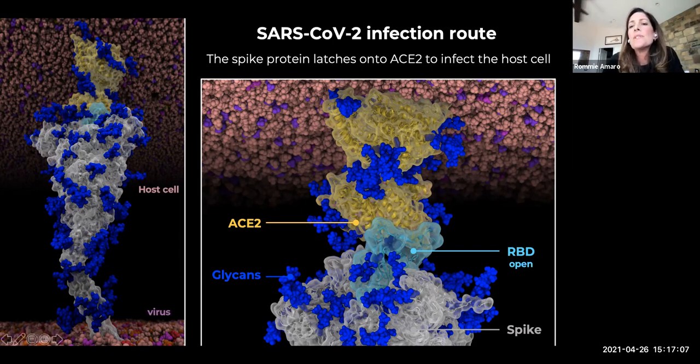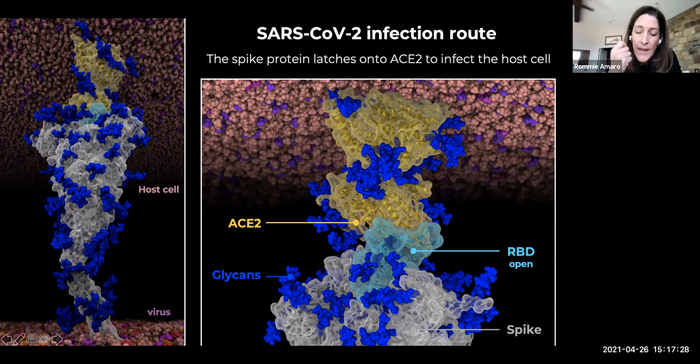And there's this light blue bit in the middle here, the receptor binding domain, or the RBD. I'm going to keep coming back to that in the talk today, because this is a very important part of the molecule. It's the part of the spike protein that has to make contact with ACE2 in order to precipitate infection. And you can see that very clearly here.